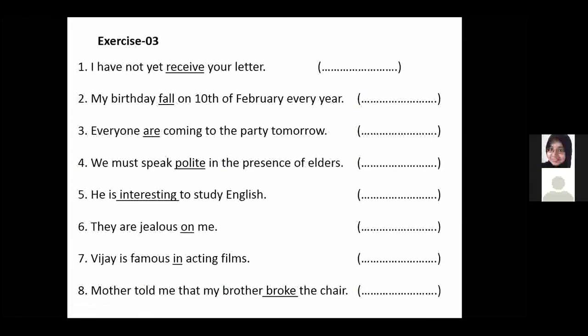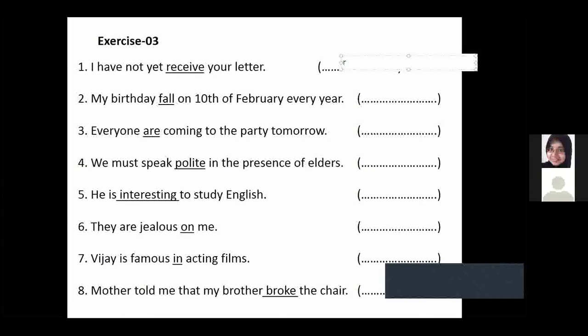Now look at exercise 3. I have not received your letter. This one is the present perfect. You know present perfect is formed with have or has plus past participle. But you can see receive is in the base form. So what is the correct answer for this? Received.